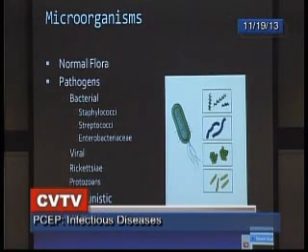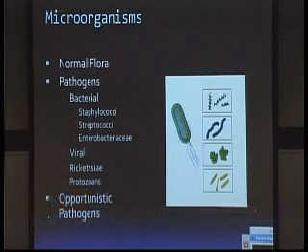That can be Staphylococci, Streptococci, Enterobacter. So staph and strep are common bugs that live on the skin. Enterobacter more often lives in the intestine. You can have viruses, rickettsia, and then you have opportunistic pathogens that affect people who are immunosuppressed. And so the normal flora are more likely to cause significant problems in people who are immunosuppressed.